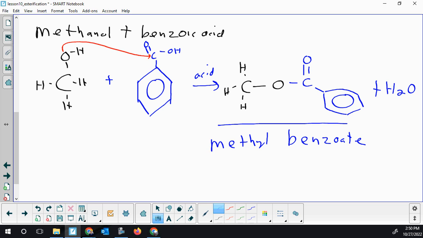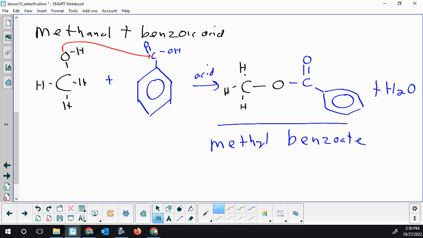Some smell like bananas or peaches, and some are more pungent, like nail polish remover. Okay? So some are nice, some aren't. Okay? So that's the end of esters.